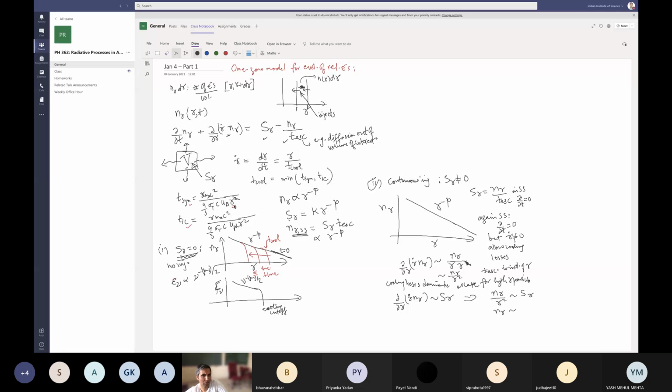Right, so gamma dot is gamma divided by T cool, T sink, or T inverse Compton. So this is equal to gamma divided by T sink, which is proportional to 1 by gamma, proportional to gamma squared. Okay, now I get it. Let me erase a little bit.